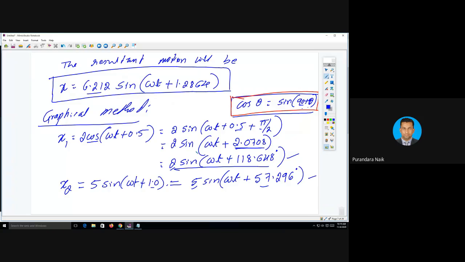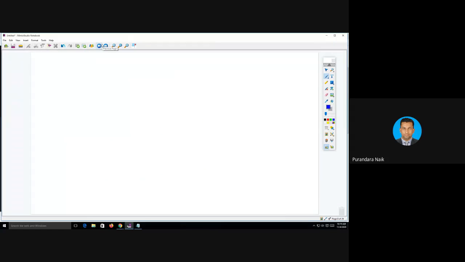Functions. So here, you take a proper scale because the amplitudes are 5 and 2. You can take a 1:1 scale. Scale: 1 centimeter is equal to 1 unit, because the amplitude unit is not given in the problem.